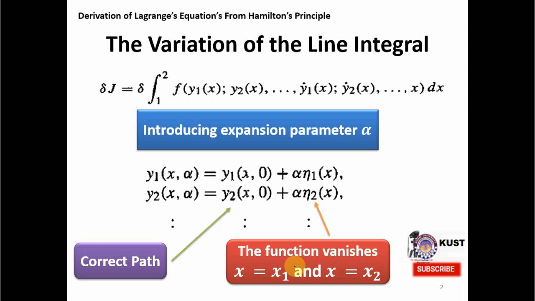allowing us to calculate the correct path. Okay, after defining this integral J in terms of many variables and their derivatives, and introducing an expansion parameter alpha, making all the variables depend upon this alpha and making an expansion, and then introducing functions eta 1 and eta 2, we are now ready to proceed with our calculations of the variation of J and calculate the correct path.